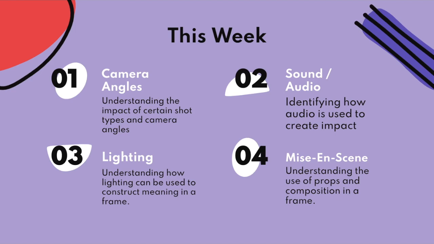In the second lesson, we're going to be looking at sound and audio in Edward Scissorhands. Third lesson, we're going to be talking about one of the key film techniques, lighting. And last but not least, in your fourth lesson, we're going to be looking at a film technique called mise-en-scene.